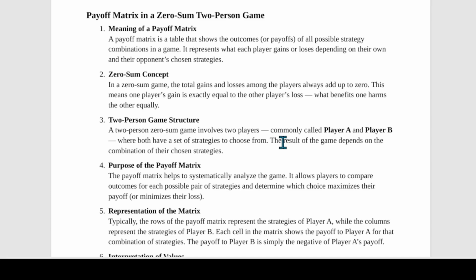Alright, so our next video is about payoff matrix in a zero sum two-person game. So what is the meaning of payoff matrix? A payoff matrix is basically a table that shows us a result for every possible combination of strategies that will be played by two competing players. Okay, so it basically helps us visualize all the outcomes of a game in a very structured way.